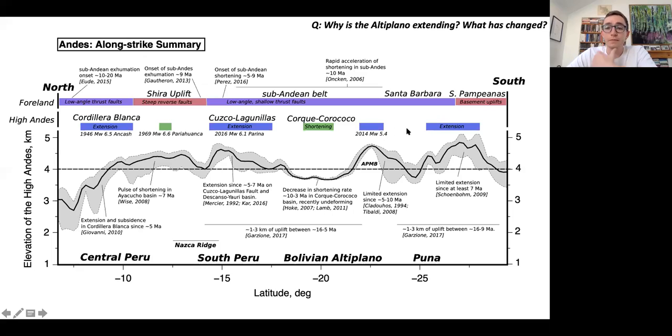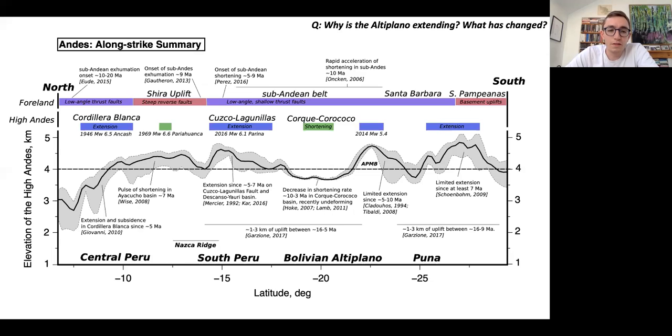Shown on the top here are these little blue and green bars, and these are telling us what is happening in the top of the mountain range right now. What is the current active kinematics of deformation in this region? You can see there are these extending areas, places like the Cordillera Blanca and the Cusco-Lagunillas fault that I've talked to you a lot about in this talk. And there's a switch from extension to shortening to extension to shortening to extension in different places along strike.